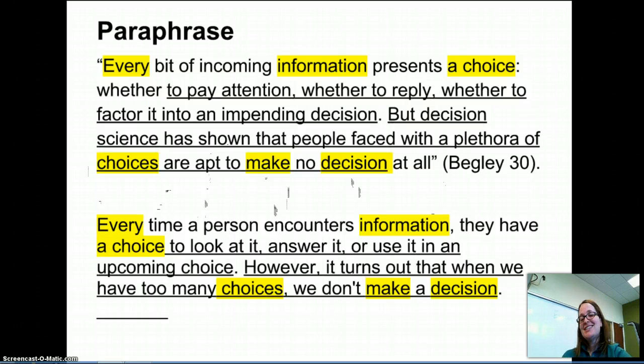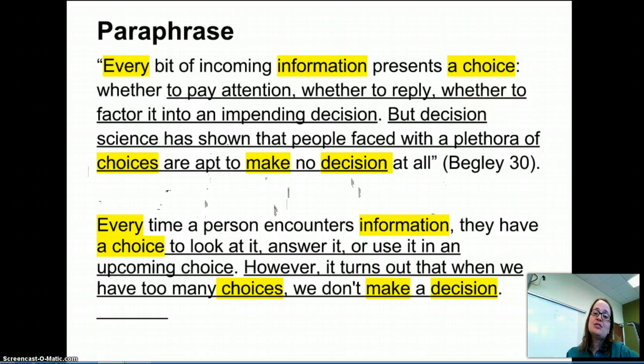Okay. The next thing is, if you look at the information that I've underlined, the writer on the bottom has changed the words, but they haven't changed the sentence structure. But decision science has shown, however it turns out, when people are faced with a plethora of choices, it turns out when we have too many choices, are apt to make no decision at all. We don't make a decision. It's the same sentence structure. This happens a lot if you are looking at the original too closely while you're writing your sentence. Your brain gets stuck on that sentence structure and it likes it. It's probably well written if it's in your source.